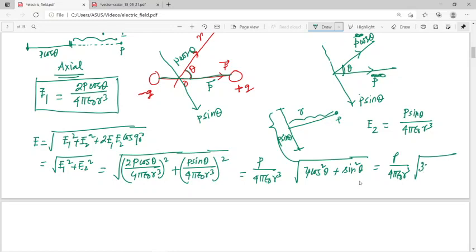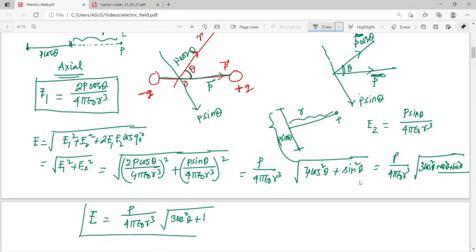Now we can write it as p by 4 pi epsilon naught r cube, and break it like that: 3 cos square theta plus cos square theta plus sine square theta, and we know cos square theta plus sine square theta is equal to 1. So we can write p by 4 pi epsilon naught r cube times root of 3 cos square theta plus 1. So that is the general electric field due to the dipole.